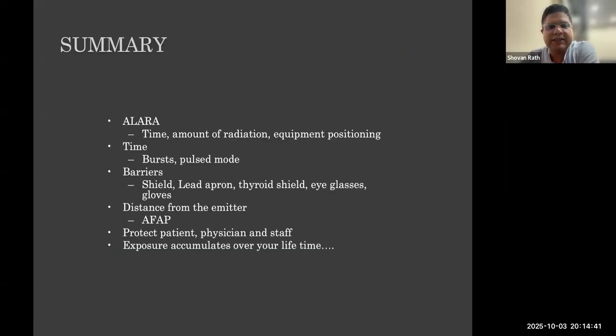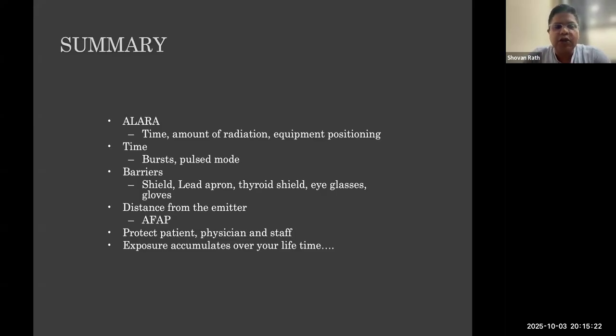Now, some radiation safety points that you must remember, that is ALARA: time, amount of radiation and equipment positioning. This must be in focus. You must not go for burst frequencies. It must always be in a pulsed mode. You take a single shot, then the next shot. It should be in a pulsed mode, never in a burst or continuous mode, unless you are doing some kind of sympathetic plexus block, or your needle is inside the artery where you can see in a continuous mode. Otherwise, pulse mode is the best one.